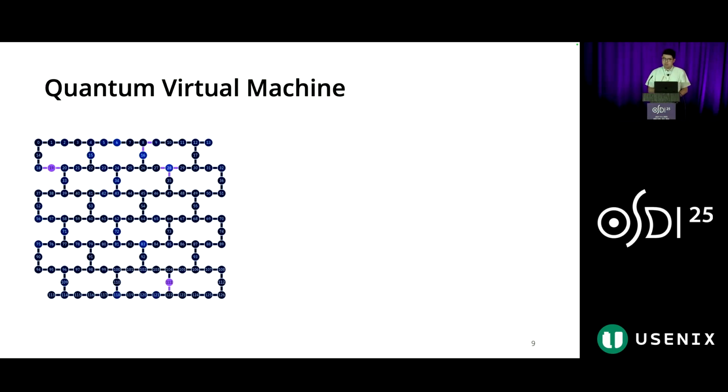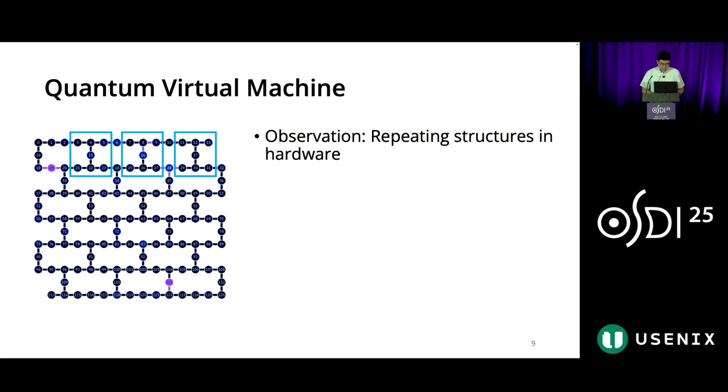So how can we enable this design of quantum virtual machines? Our observation is that though quantum computers have that graphical topology constraint, their topology is not some arbitrary graph. Usually it has some kind of recurring patterns or repeating structure in the hardware. For example, IBM's Eagle quantum computer has this kind of I-shaped repeating structure in grids. This inspired us to use this repeating structure as the basic unit of a quantum virtual machine.